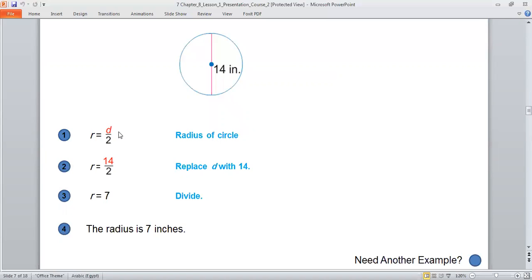So if he gives me the diameter, what will I do? We said that if I have the diameter, I will divide the diameter by two. If he gives me the diameter, we will make this one divided by two.